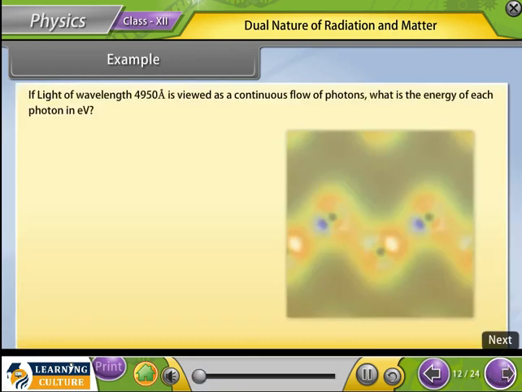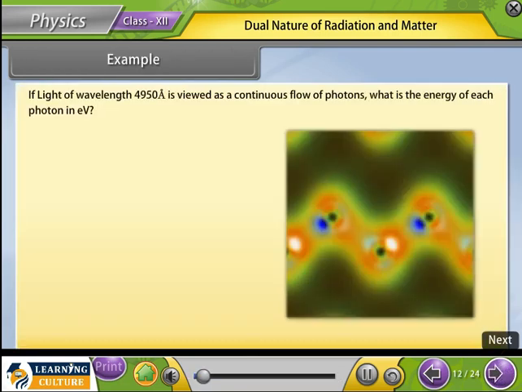Example: if light of wavelength 4950 angstrom is viewed as a continuous flow of photons, what is the energy of each photon in eV? Given Planck's constant h as 6.6 × 10^-34 joule second.